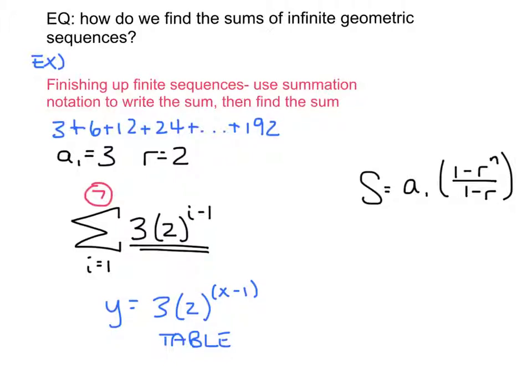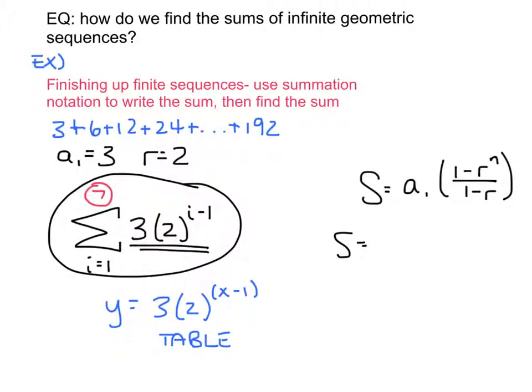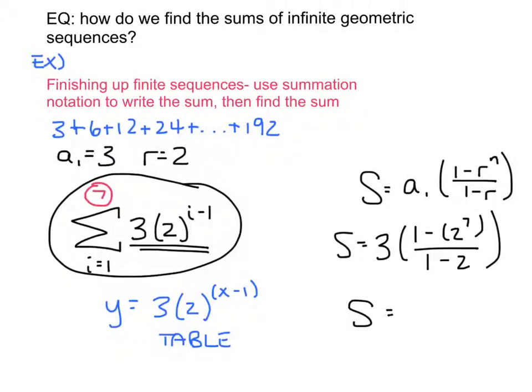I can use that, jumping back over to find the sum. So I've written it using summation notation. Now I want to find the sum. The sum is equal to the first term, 3, times 1 minus my rate, 2 to the n. What was n now that we found it in the calculator? 7, all over 1 minus 2. And the sum comes to 381.